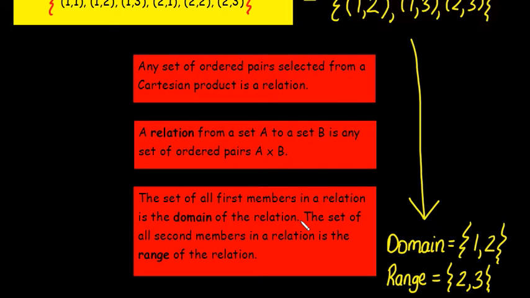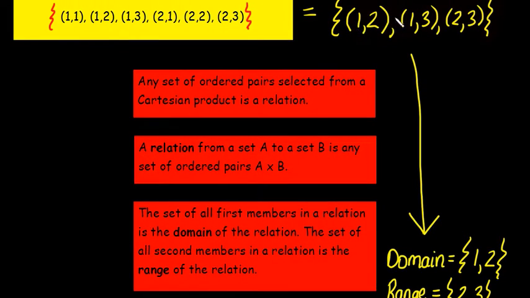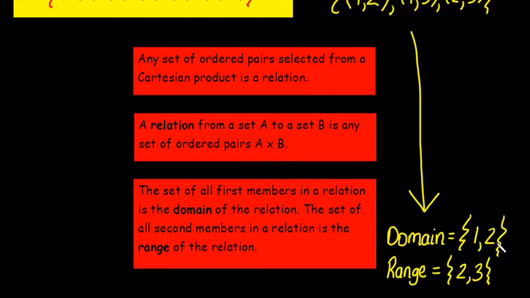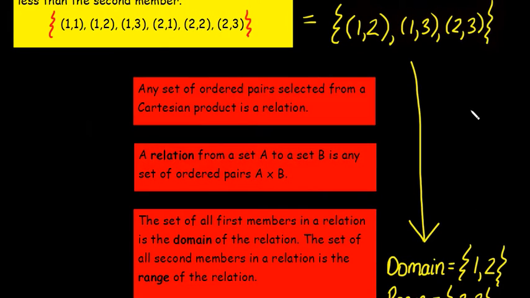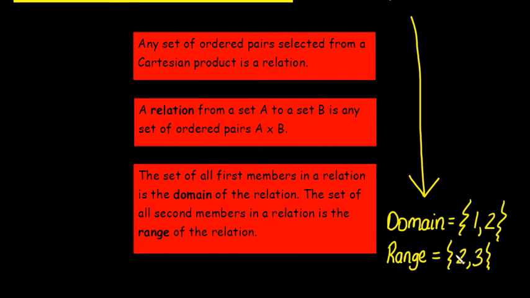So the first members up here, if I scroll up, are 1, there's another 1, and a 2. So my domain is 1 and 2. The set of all second members in a relation is the range of the relation. So if I look back up here again, the second members are 2 and 3. So if you scroll down, the range is 2 and 3.